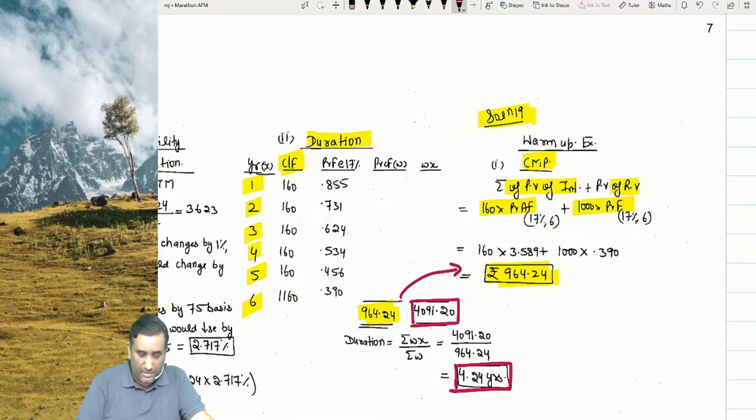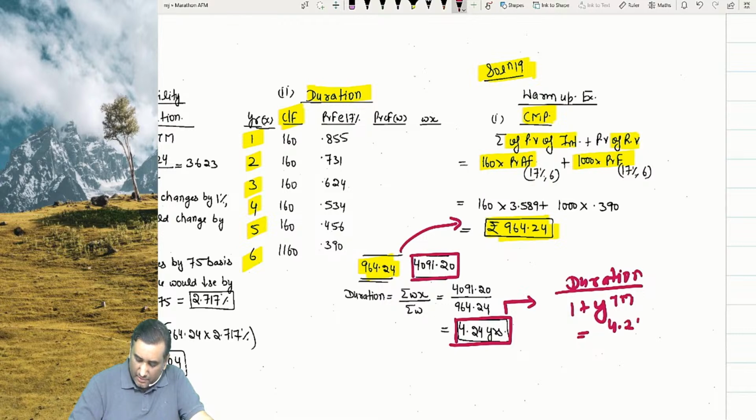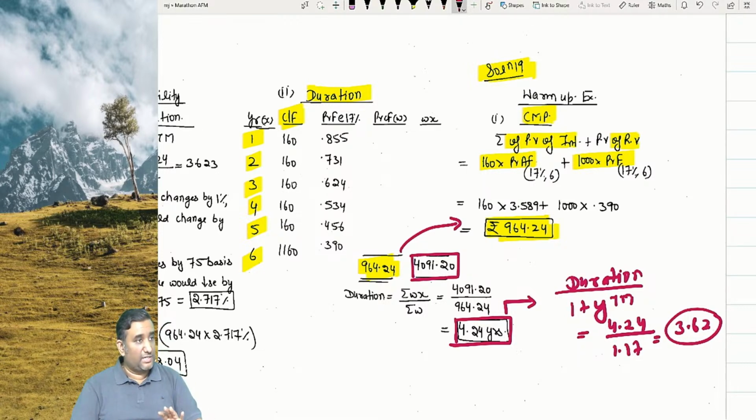Then volatility would be duration divided by 1 plus YTM. These are all calculus formulas, so do not try to read them in general layman's language; the way of reading is slightly different. 4.24 divided by 1.17, how much do we get? 3.62. Now 3.62 is read as: if the yield rate changes by 1%, the price will change by 3.62 in the opposite direction. If the yield rate increases, price will fall; if the yield rate decreases, price will increase.